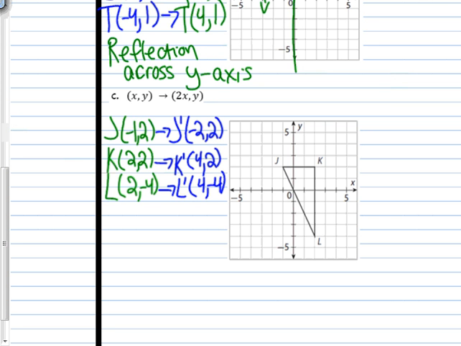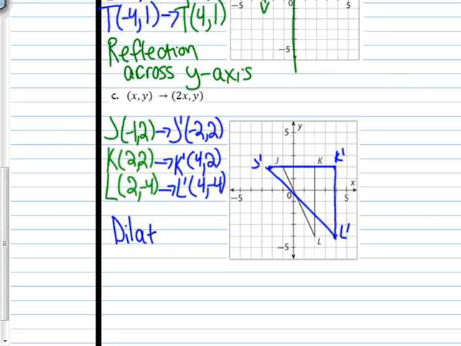Okay, so these are the points for the prime notation. J prime is negative 2, 2, K prime is 4, 2, and L prime is 4, negative 4. Okay, and then I want you to go ahead and please plot these points now. As you can see, I plotted the points, and now I'm going to connect them. And I have my new shape. And this particular shape is called a dilation.